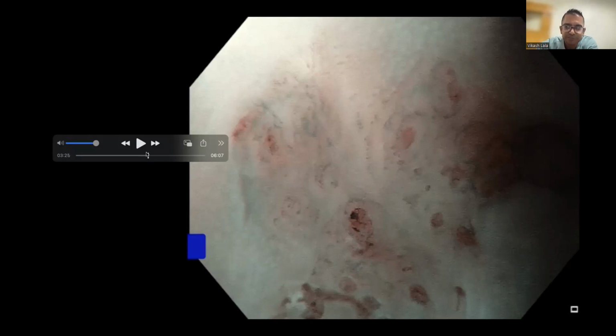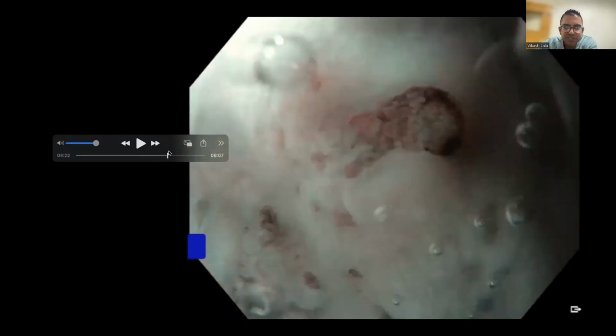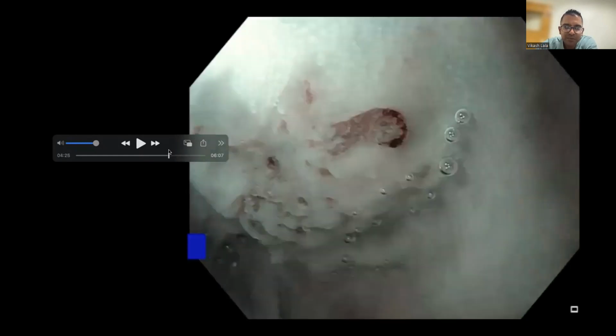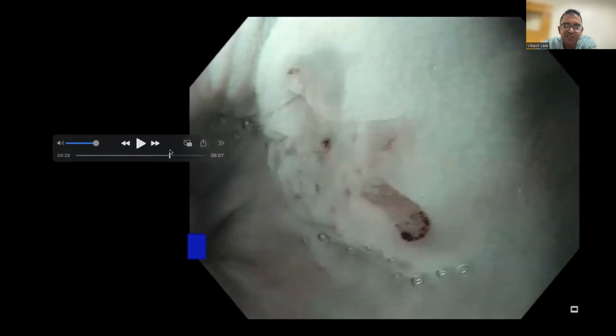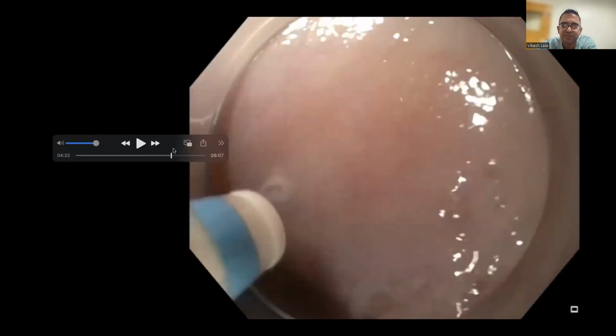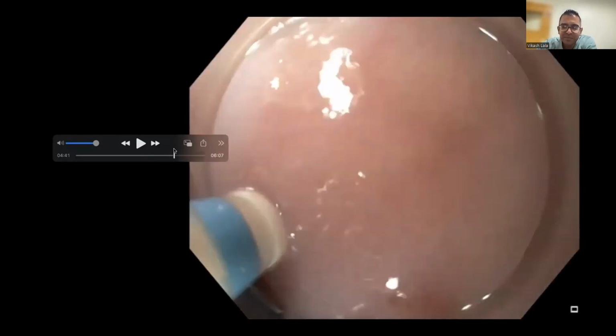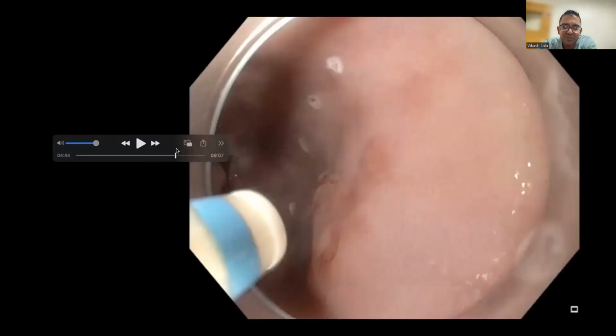So again, I proceeded, I didn't go with the cap EMR because I felt the RFA was going to make this lesion fibrotic and it wouldn't come up in the cap. And I was worried that I wouldn't get a good margin on it. So this was a bit tricky. I proceeded to marking it with the ESD knife and then performing an ESD.